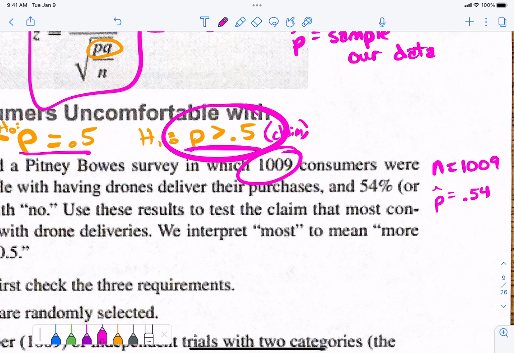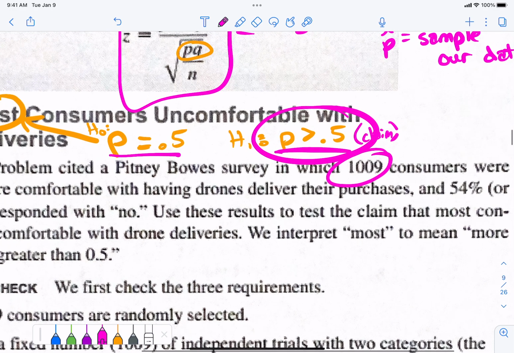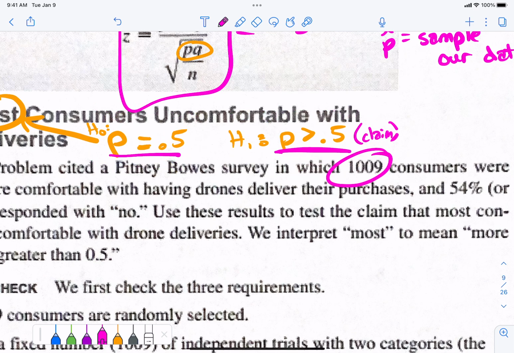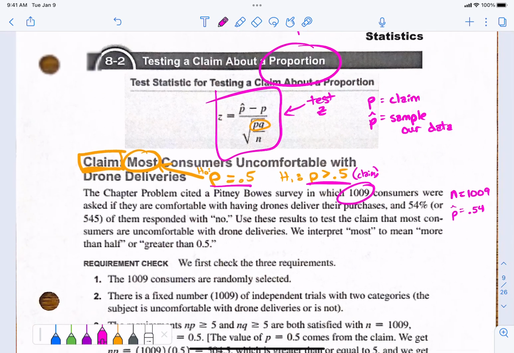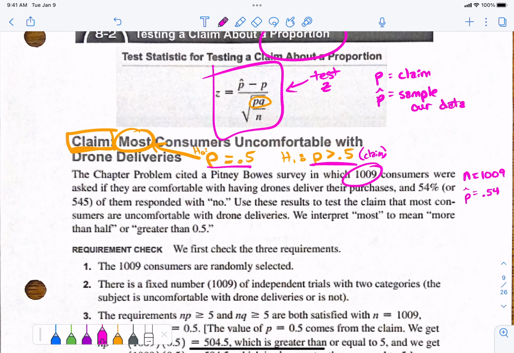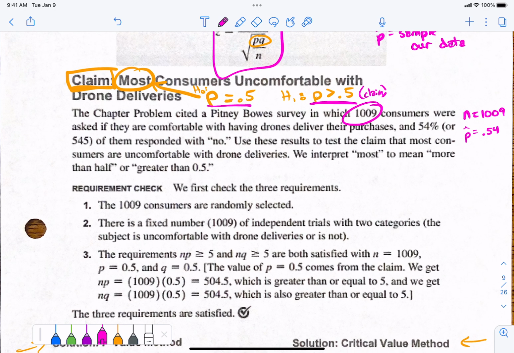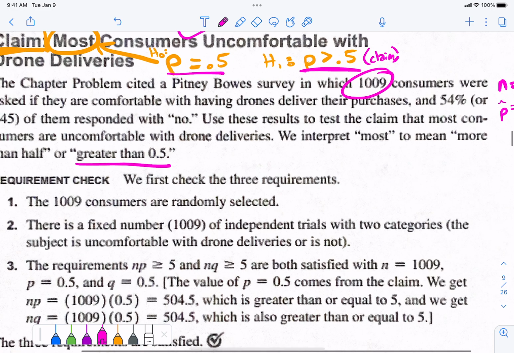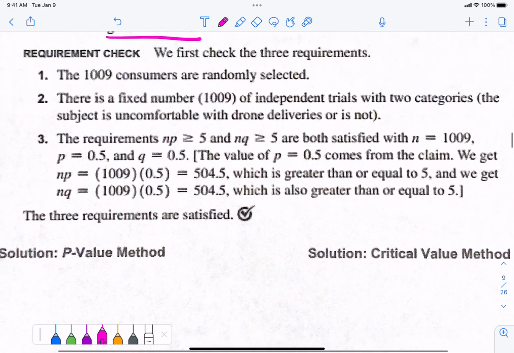Now, 0.54 is in fact greater than 50%, but is it greater than 50% in every sample that we would have, or just for our sample? I get it that you're like, why wouldn't 54% just declare most already? Is it just for our sample, or is it for every sample? Use the results to test the claim that most consumers are uncomfortable with drone deliveries. We interpret most to mean more than half, or greater than 50%.